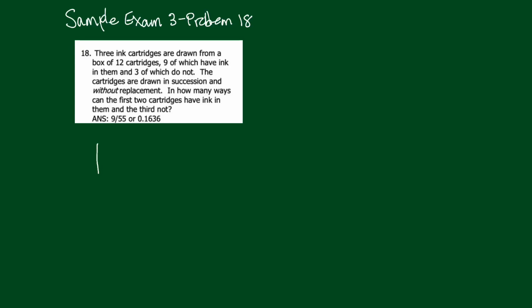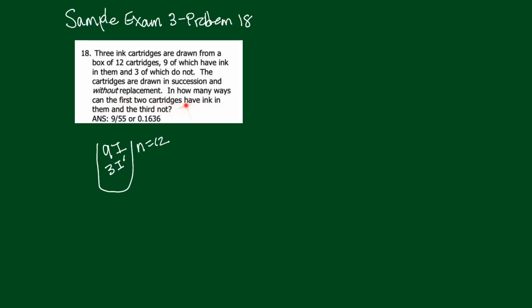So we have a box of 12, so N is equal to 12 ink cartridges, and let's see, what do we have? 9 have ink, 3 do not have ink, and what we're going to do is, what are we going to do? Let's see, the cartridges are drawn in succession without replacement.